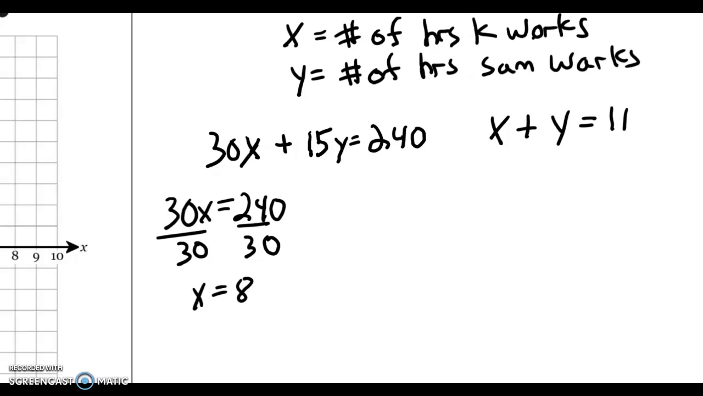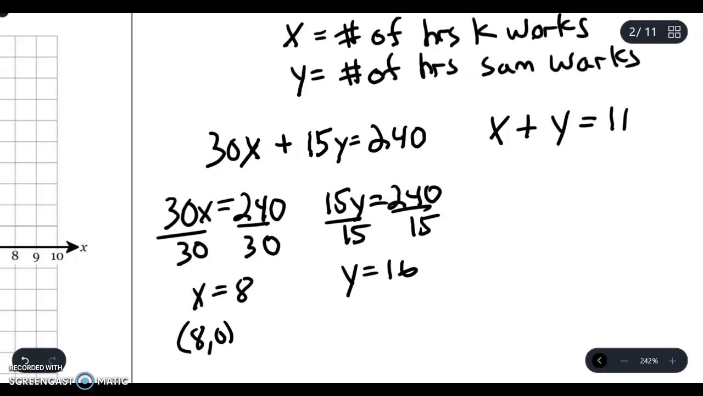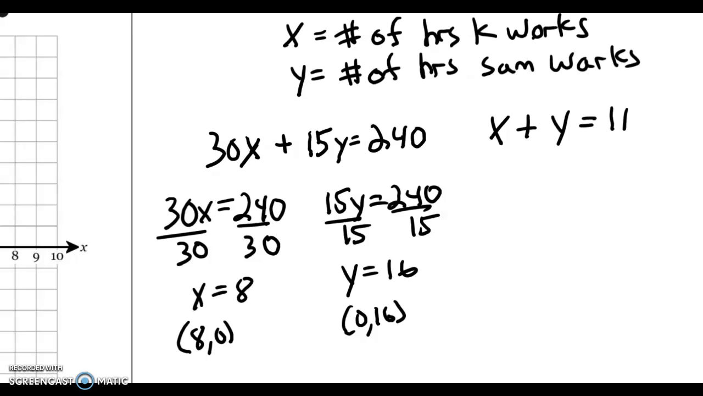What if X is 0? We plug in 0 for X, then you end up with 15y = 240, divide by 15, and Y is equal to 16. So you've got two points: (8, 0) and (0, 16). See that? We've got two points there, and that's the first graph. What I'm going to do is go ahead and graph those first.